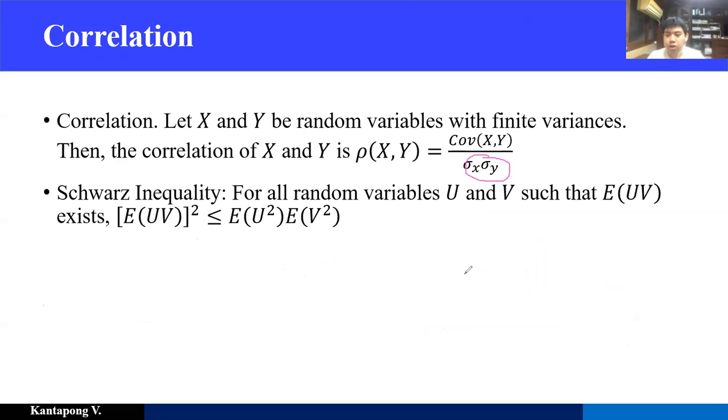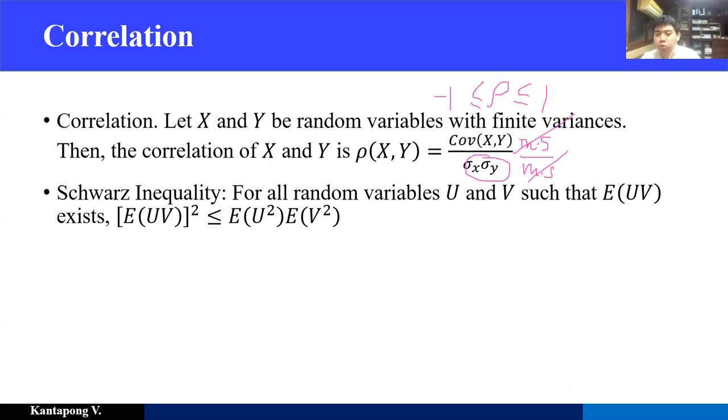The correlation is useful because it gets rid of the unit. Let's say X is in meters and Y is in seconds, then the covariance is in meter times second, and the correlation gets rid of the unit. It is unitless. Another interesting property is that the correlation is between -1 and 1.